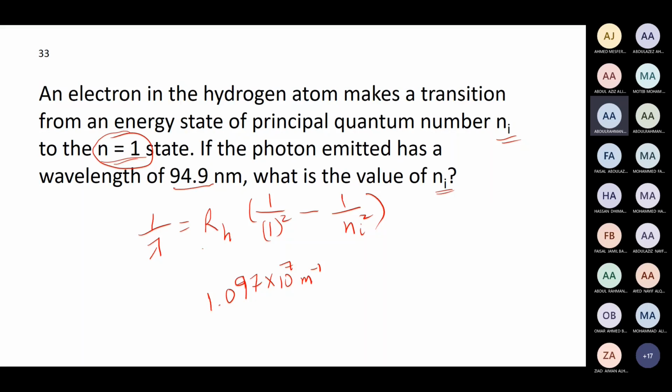Go ahead. You have this lambda available, which is 94.9. Don't forget to change it to what? Meter. Tell me what's the N final or initial. It will be 5. Exactly 5. Who got it? 5. Initial is 5. You have to know how to find it. Clear, guys?